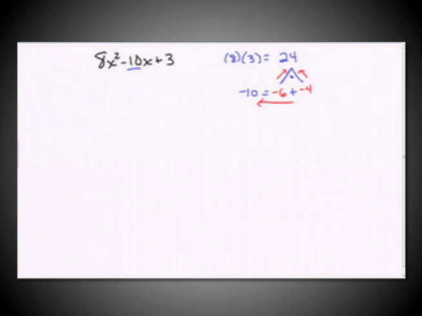So the next step in this process has us rewriting the middle term of our original polynomial using the negative 6 and the negative 4 that we just found. So this is what it looks like. We write 8x squared just like in the original polynomial. But instead of writing negative 10x, I write negative 6x and negative 4x. And then I add the 3 onto the end. Now note, negative 6x and negative 4x when combined is negative 10x.